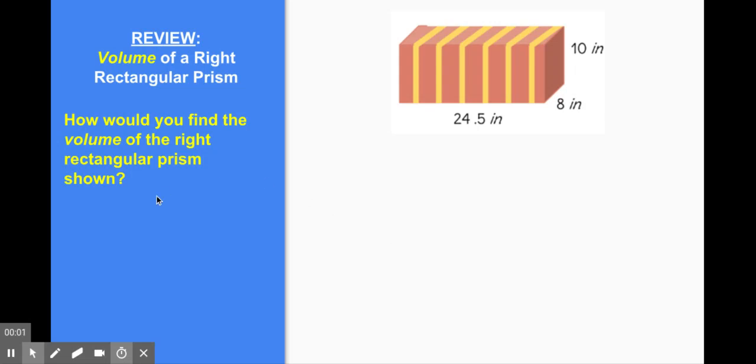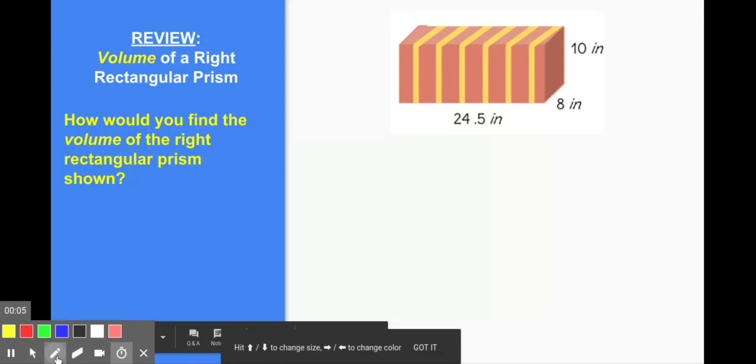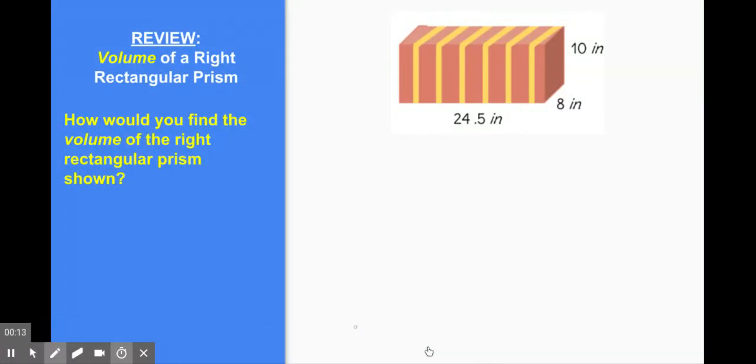Hi, gang. So I'm going to quickly review finding the volume of a right rectangular prism. Now, you should recall from last year that right rectangular prisms have 6 faces. Right now, I can only see 3 of them.